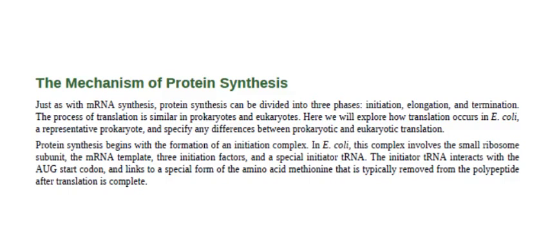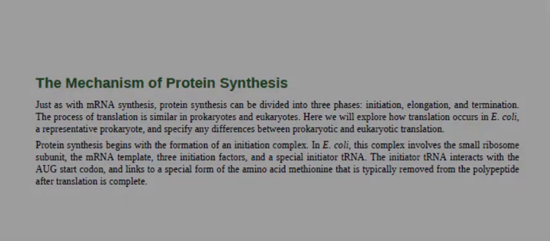Protein synthesis begins with the formation of an initiation complex. In E. coli, or Escherichia coli, this complex involves the small ribosome subunit, the messenger RNA template, 3 initiation factors, and a special initiator transfer RNA. The initiator transfer RNA interacts with the AUG start codon and links to a special form of the amino acid methionine that is typically removed from the polypeptide after translation is complete.